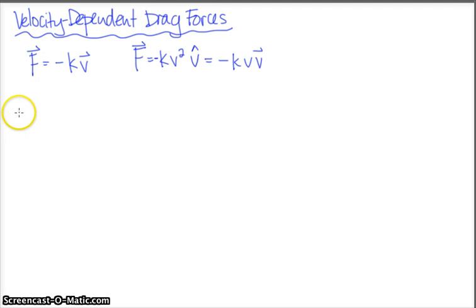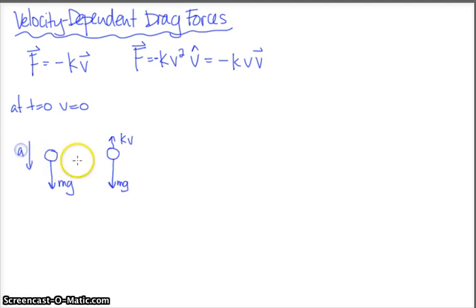So let's think about an object that starts from rest. So at t equals 0, v is 0. And you have a ball. And when it's at rest, the only force on it, as it's released, is gravity. Once it starts to fall, however, as it's increasing speed, gravity remains the same, but there is now a small upwards force, kv, opposite to the velocity.